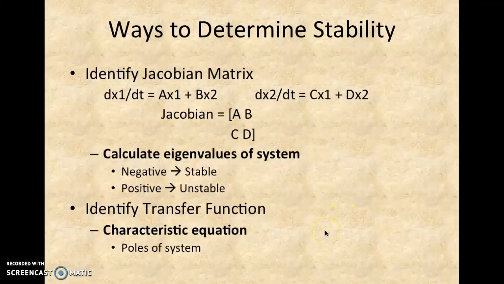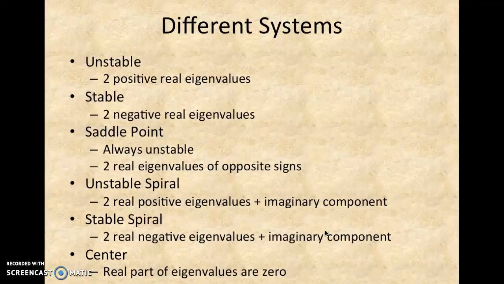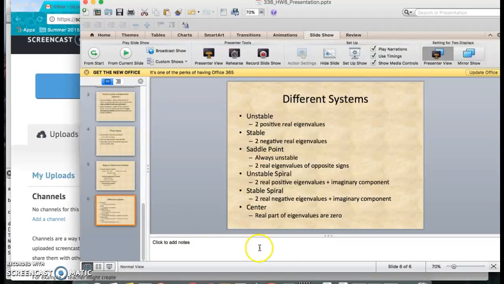Another way to determine stability is to identify the transfer function. In the denominator of the transfer function is a characteristic equation, and this has the poles of the system. Similar to the eigenvalues, if the poles are negative, it's a stable system because they're the solution and they're the powers in that solution. And if they're positive, the system is unstable. So there are 6 different systems I'll be showing in my software, and they just define the stability of the system. So moving into the software.